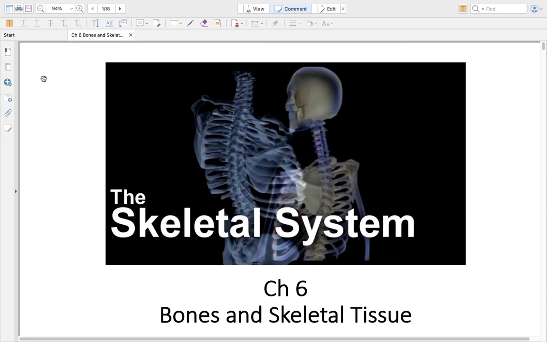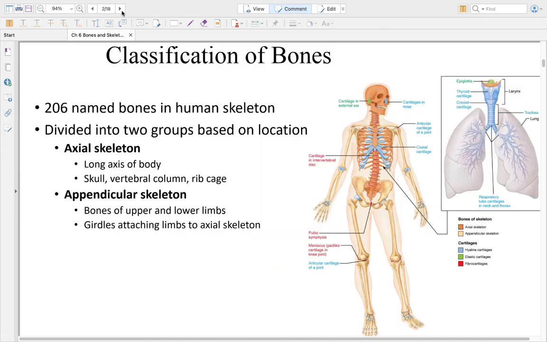Welcome to Chapter 6, Bones and the Skeletal Tissue. When we classify the bones, we have different methods of classification. All right, let's start with the basics. There's 206 bones named in the human body. We will be learning all of them along with their bone markings this semester.